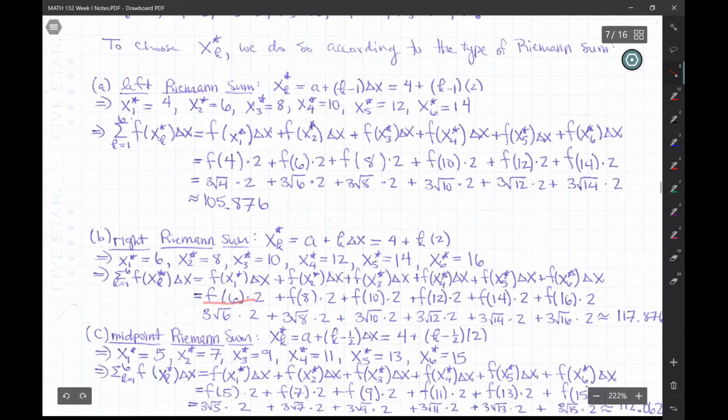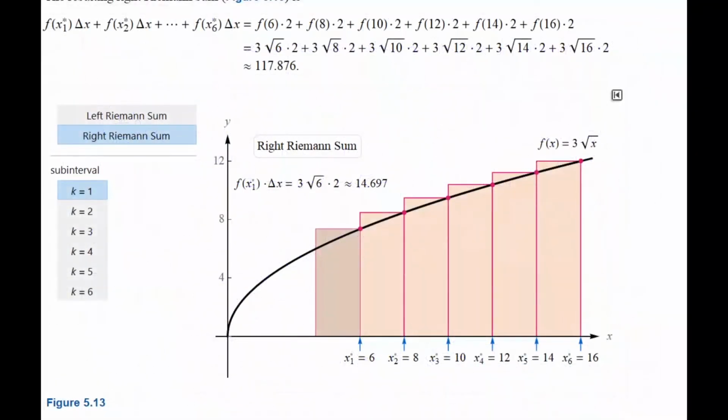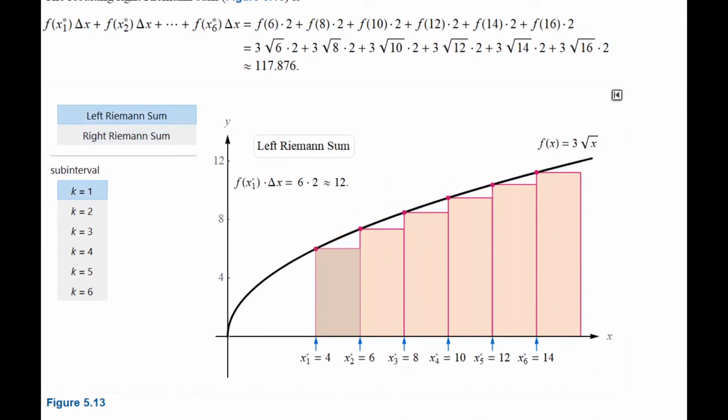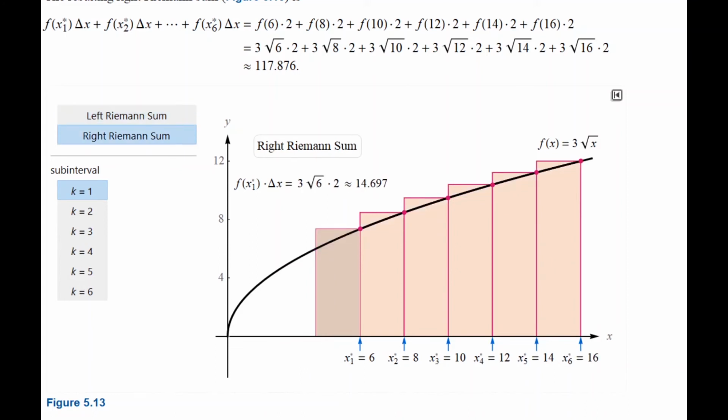And we evaluate the function there and carry out the sum, and we get approximately 117 there for the net area. And what you're seeing there is the right Riemann sum, okay? And so these are the different subintervals and the area of each of these rectangles. And let's compare that to the left Riemann sum. So that's the left Riemann sum. Notice we're choosing the left endpoint. The right Riemann sum, we're choosing the right endpoint of each of the subintervals.